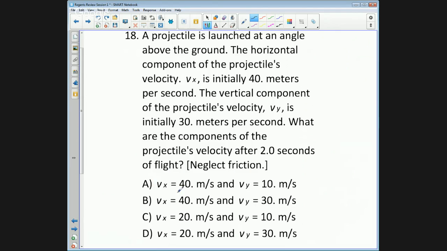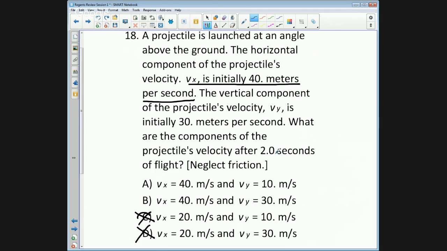Okay, we can eliminate two parts automatically. Horizontal velocity is always constant during projectile motion. So these ones right here, C and D, can be eliminated because they've changed our horizontal velocity, 20 meters per second. They've decreased it. So can't be C or D. So we're left with A and B.